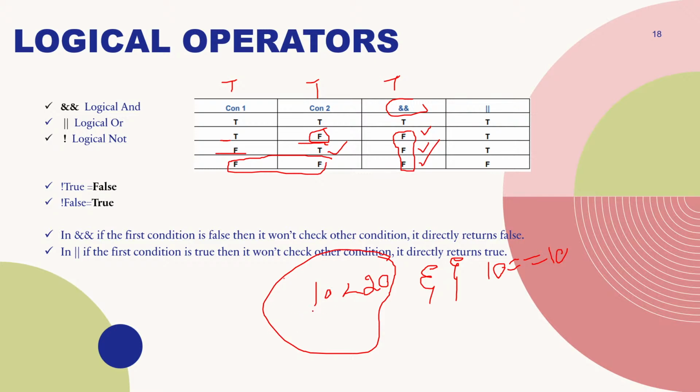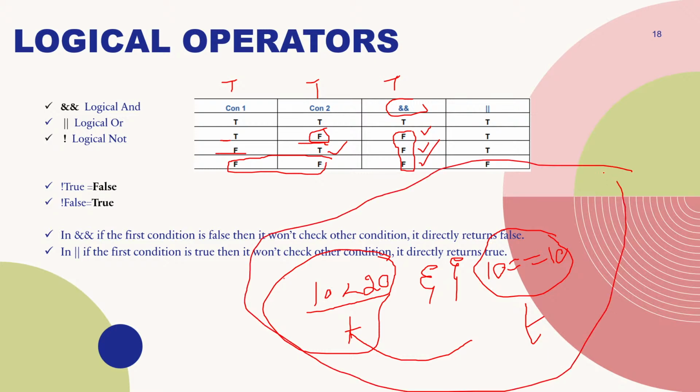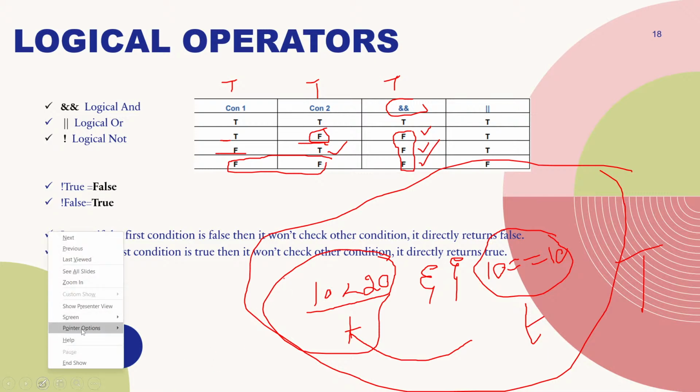Tell me this, guys. Is 10 less than 20? True, right? It will return true. And come to this side, guys. 10 equal to 10 is also true. So, if both the conditions are true, the whole expression will return true. If both the conditions are true, it will return true. Okay.